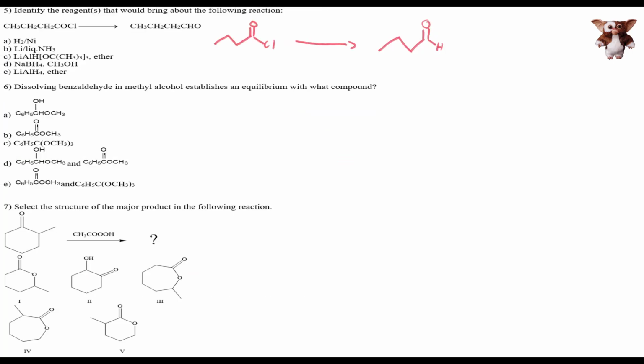All right. Number 5, identify the reagents that would bring about the following reaction. So I drew it out for you, and we're working with what's called an acid chloride. It looks like an aldehyde, but instead of the H, you just have a chlorine. And it's really good for Friedel-Crafts reaction if you recalled it from chapter 15. This would be called an alkylation reaction. But basically, you're converting an acid chloride into an aldehyde. But how do we do that?